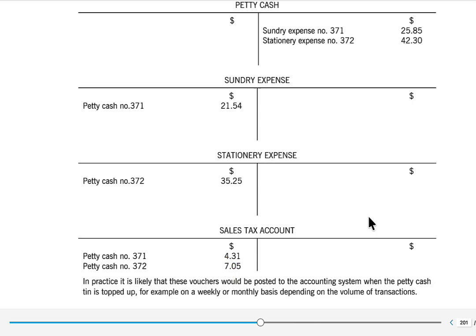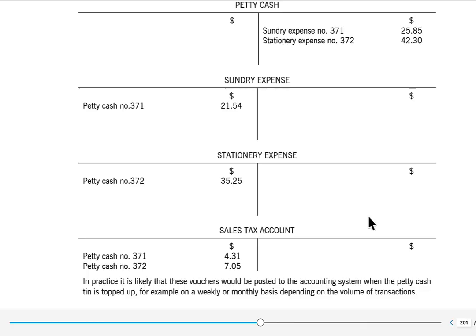So voucher 371 creates these postings. Debit sundry expense, $21.54. Debit sales tax, $4.31. Credit petty cash, $25.85. That is the full posting for voucher 371.